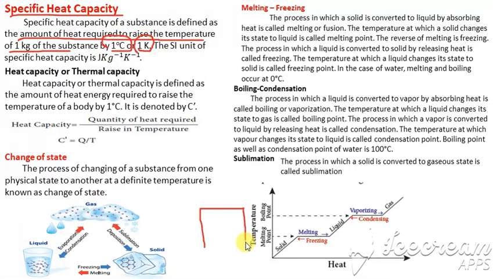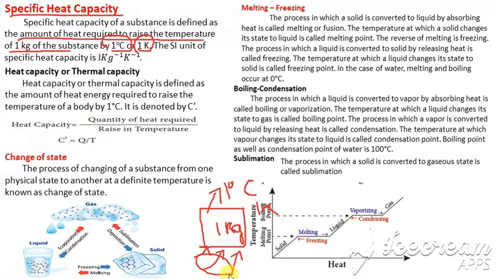So, consider any substance, and that should be a 1 kg substance, and if you raise the temperature of that 1 kg of substance by 1 degree Celsius, or 1 Kelvin, how much amount of heat you are supplying, that denotes your specific heat capacity.